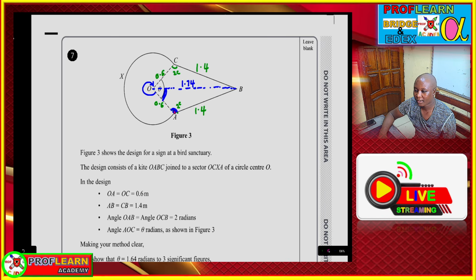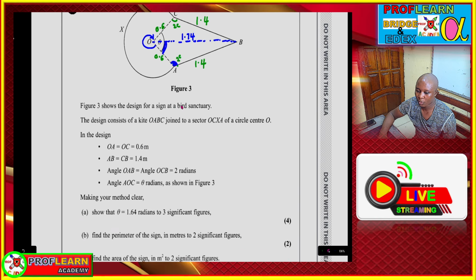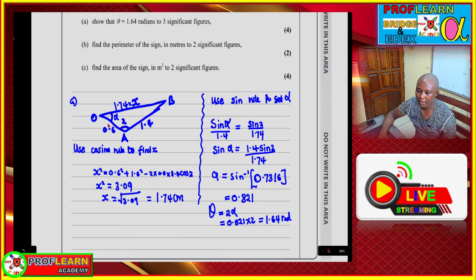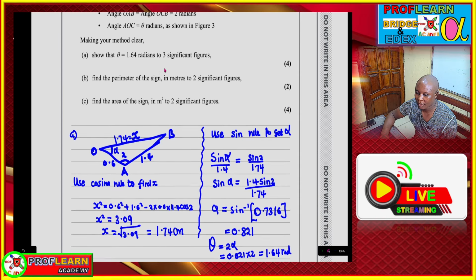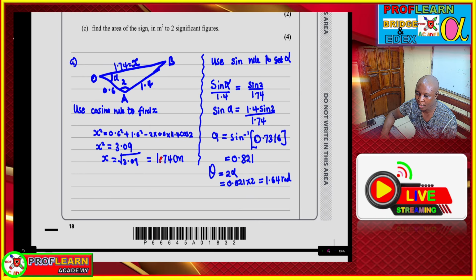So for us to find theta, because I didn't know what OB was, I decided to use cosine rule in order to find this length here, which I got as 1.74. And then I applied sine rule to find one of these small angles. I call this small angle here alpha, so that if I get this, I can multiply by 2 to get the entire angle, which is theta.